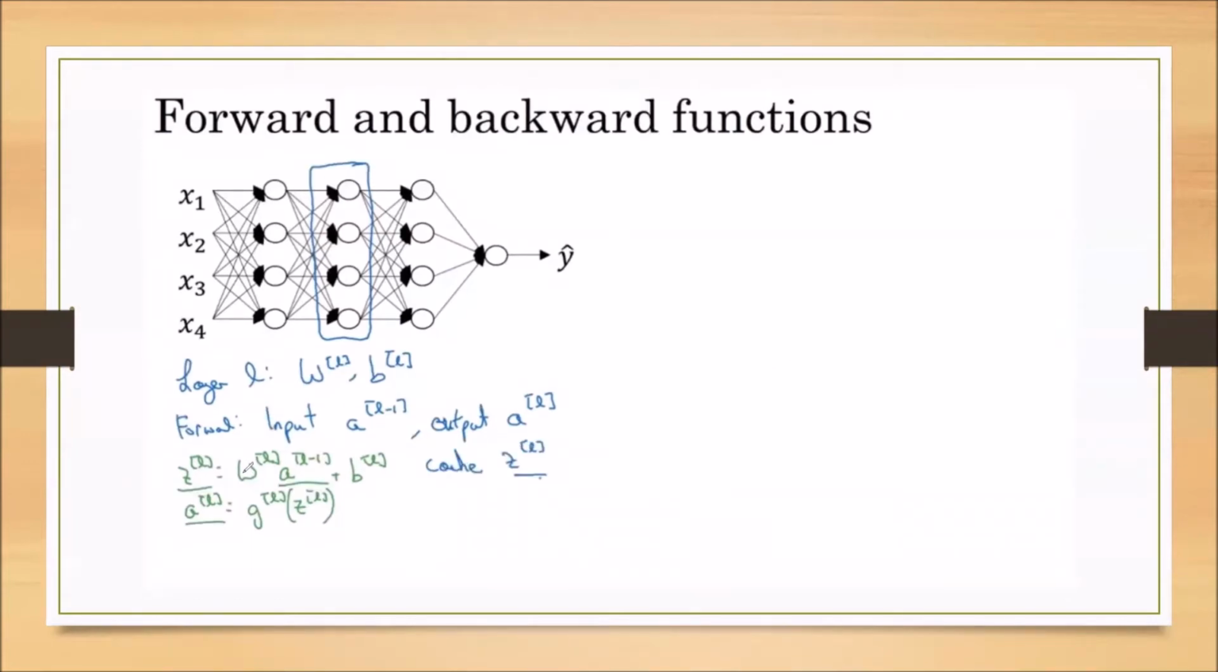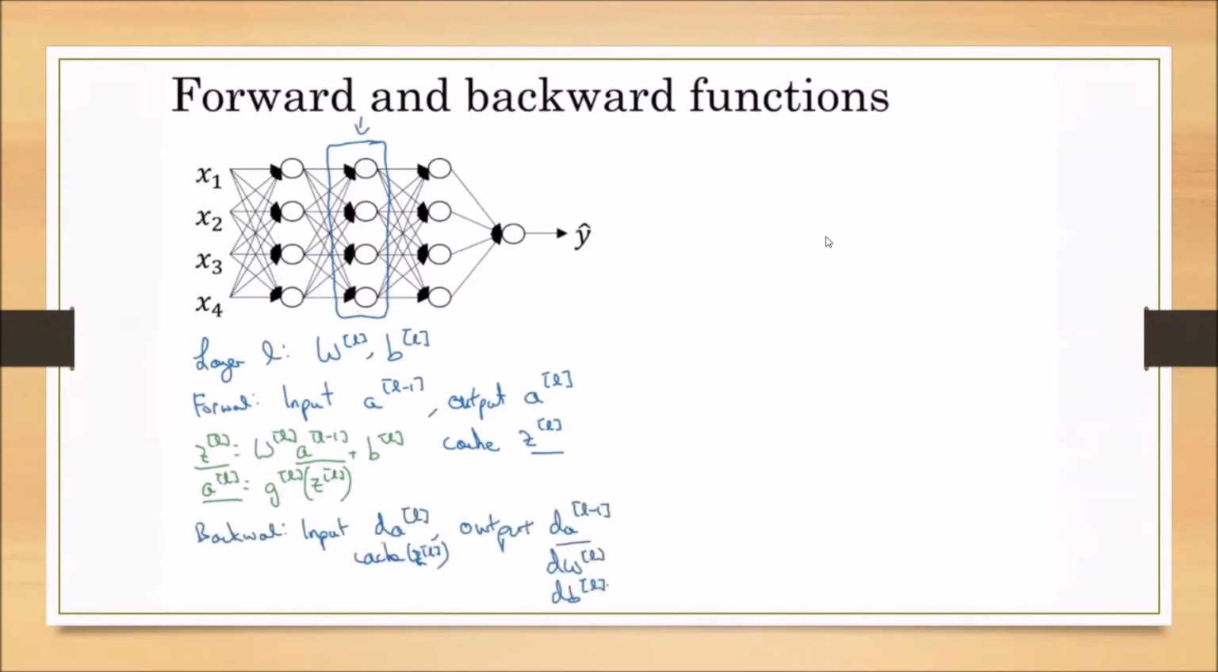Now, while calculating Z[L] in the forward propagation, we are keeping W[L], B[L] and Z[L], these values, as cache values, because we use this Z[L] again in the back propagation also. That's why the concept of the cache is introduced here. We are storing those values in order to calculate in the backward propagation.